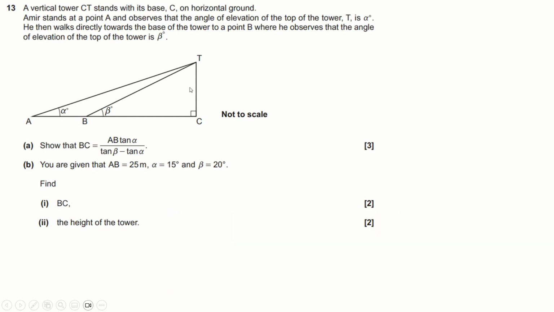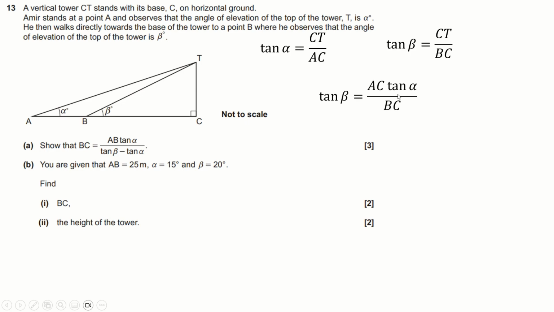So tan alpha is CT over AC. Just doing opposite over adjacent. Tan beta is CT over BC. Obviously, both have a CT in them, and the thing I'm trying to get to doesn't. So let's rearrange this to say CT is AC tan alpha and put it in there, and we get this. And now, again, this doesn't have an AC in it, so how can we get rid of the AC from here?